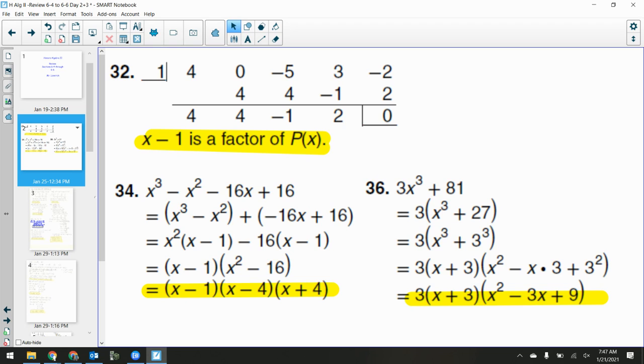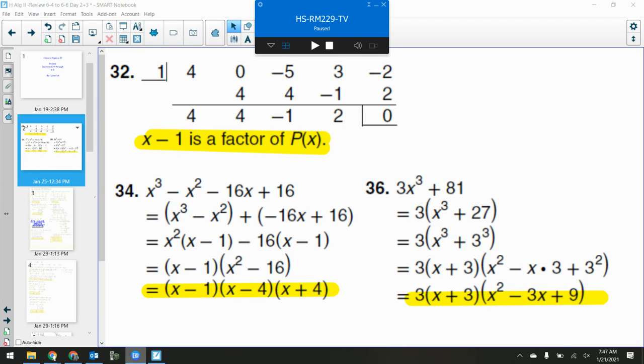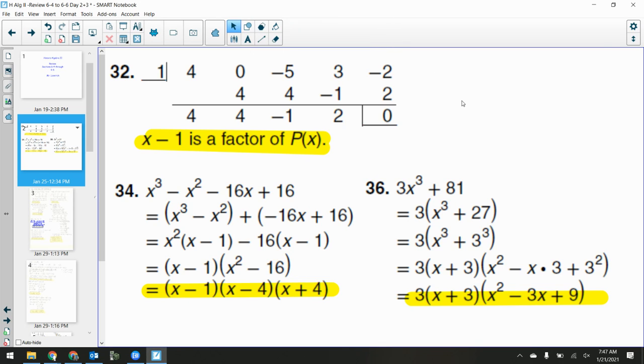Okay, so, I did not unfreeze the board there. Okay, there we go. So for number 32, x minus 1 is a factor of p of x. Why do we know that? Because of the 0 here.